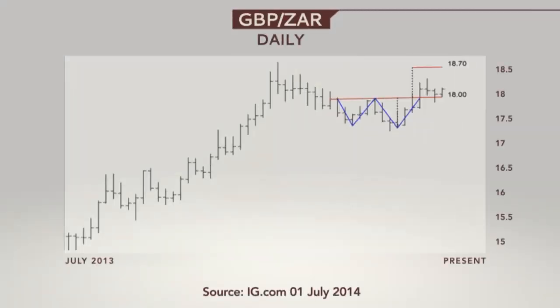We measure the height of that pattern and project it from the breakout area. We're looking at a move towards about 1870. This pattern is slightly different to the other patterns that we've looked at, as this one has confirmed. When we look at the euro versus the rand and the dollar versus the rand, those patterns were warning signals; we're waiting for confirmation. With the pound versus the rand, we've seen the actual close above that level. The price has rallied and then retraced to find support on what was previous resistance.